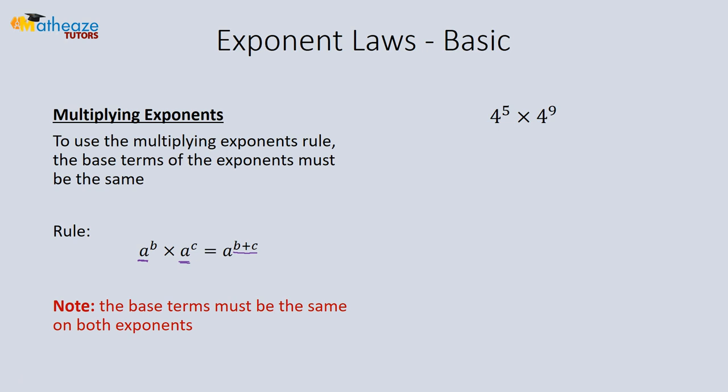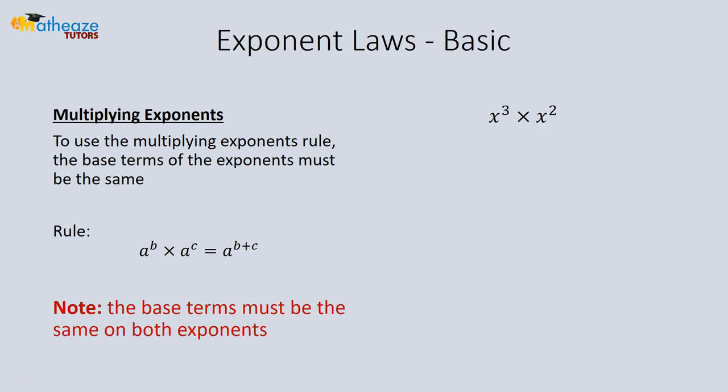So here we have 4 and 4. So all we do is 4 to the power of 5 plus 9. This is 4 to the power of 14. Pretty simple. Now here we have x as a base term here, x as a base term here. So this is going to give us x to the power of 3 plus 2, which is x to the power of 5.